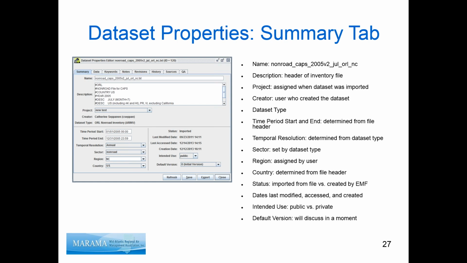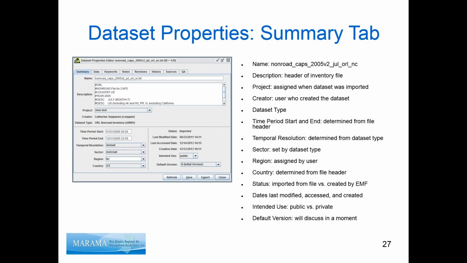So this is a screenshot of the dataset properties view, and we've got several tabs of different types of information, and we're going to go over each of those. But the summary tab is designed to give you sort of an overview of the data, and it shows you a lot of the metadata about each data set.